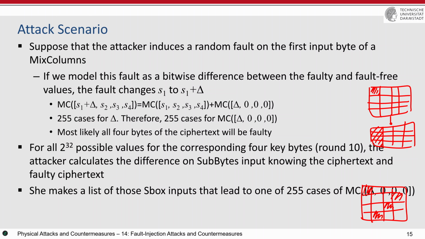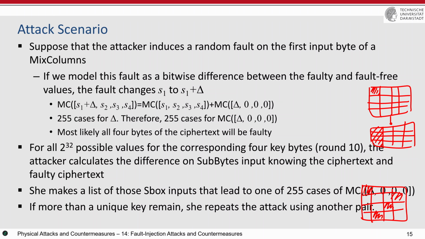When you calculate backwards, you compare the input of the S-box for the faulty ciphertext and fault-free ciphertext to check whether the LSB is toggled. Now you do exactly the same thing. You compute backwards to check whether the input of the sub-bytes at the last round fits to this mixed column of delta, 0, 0, and 0, but 4 S-boxes together. If a unique key remains, then of course, similar to before, the attacker needs to repeat the attack using another pair of ciphertexts.